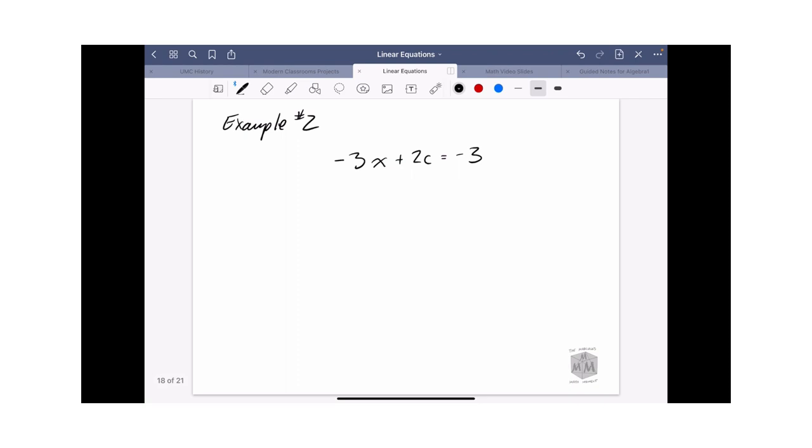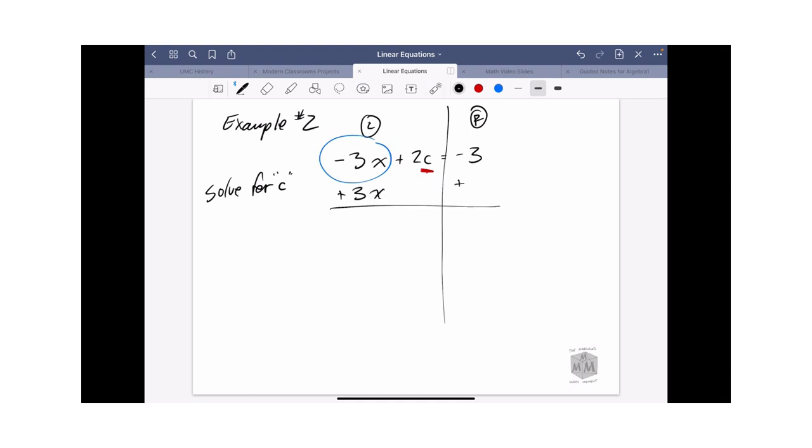Example number 2 looks a little more complicated. Negative 3x plus 2c equals negative 3. So, draw my little line. Whatever I do on the left, I do on the right. Remember, we maintain balance. Let's solve for c. So in order to do that, I need to get c by itself. So the first thing I'm going to do is eliminate anything that's attached using addition or subtraction. In this case, it's negative 3x, so I'm going to do the opposite. So if I'm subtracting 3x, I'm going to add 3x to both sides.